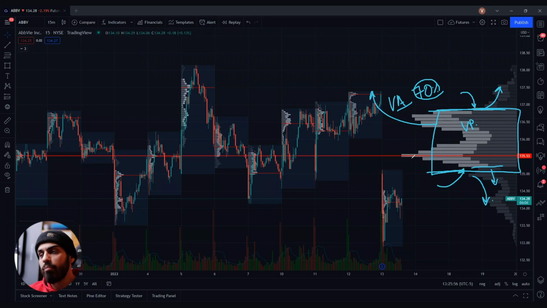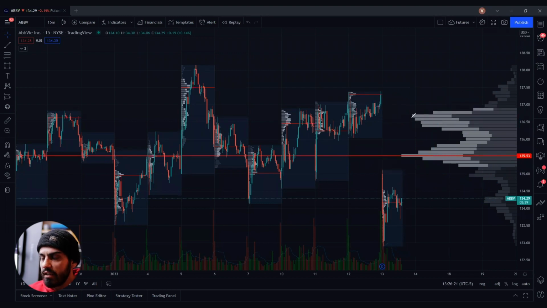There's another key important aspect, and that is going to be this red line, which is the point of control or the POC, which denotes the largest traded level of volume in that session, in the market, in whatever time frame you are looking at. So we have another area, which is going to be denoted as the high volume node and the low volume node.